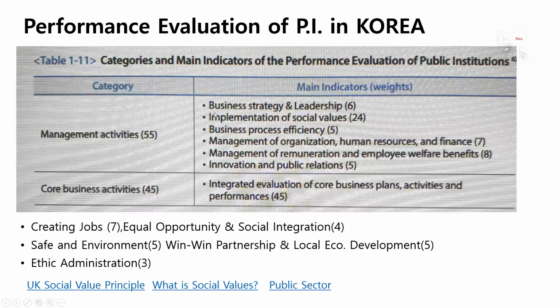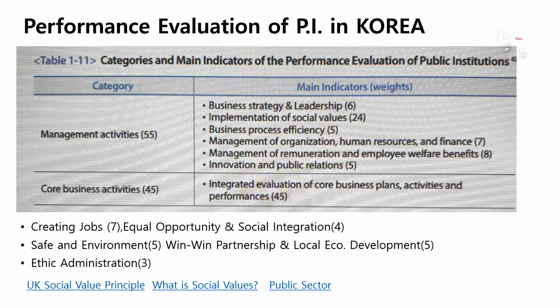In here, business strategy and leadership is 6 points, implementation of social value 24 points, business process efficiency 5 points, management of organization, human resources and finance 7 points, management of remuneration and employment welfare benefits 8 points, and innovation and public relationship 5 points. In this year, there was some change: implementation of social value is 24 points among the main management activity indicators.